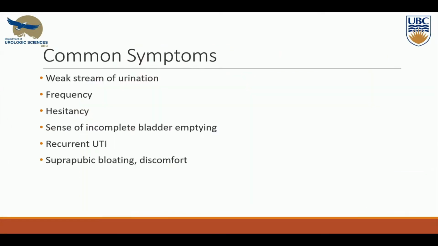Some of the common symptoms you might see in bladder outlet obstruction are your classic weak stream of urination, maybe urinary frequency, hesitancy. These patients may have an increased sense of incomplete bladder emptying as well as recurrent UTIs. They may also have more suprapubic discomfort and bloating sensations as well.